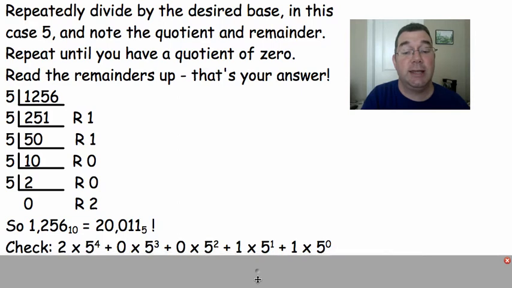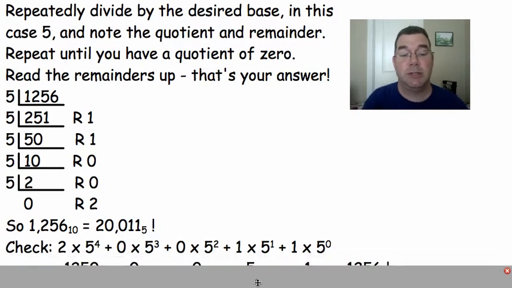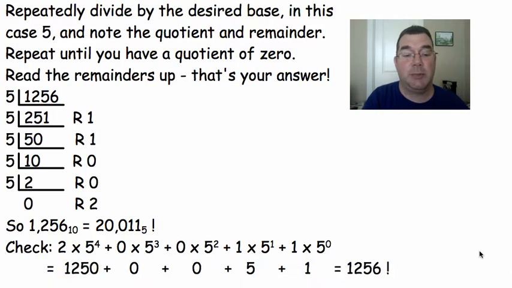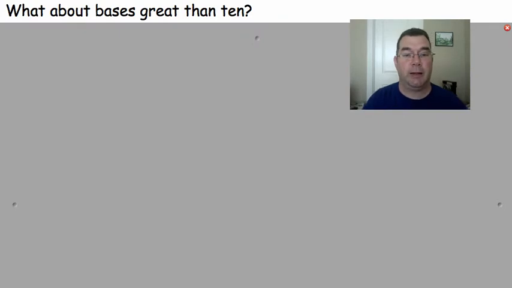All right, and you can check this. Remember, we said that this was some number to the highest exponent of 5, and then you keep going down by exponents of 5. So this would be 2 times 5 to the 4, 0 times 5 to the 3, 0 times 5 to the 2, 1 times 5 to the 1, and 1 times 5 to the 0. So 2 times 5 to the 4 is 1250. That's 0, that's 0. This is 5, and this is 1, and the whole thing does add up to 1256, which is the number that I started with. Okay, so it does work out, going back and forth.